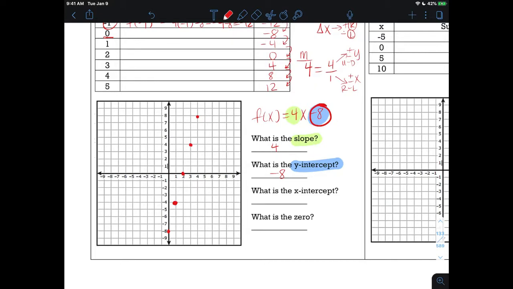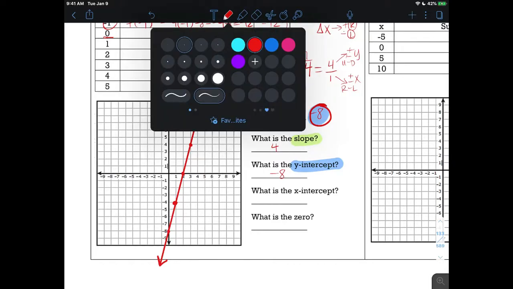Okay, so I have all my points. I'm going to go ahead and connect them. I'm going to put these arrows for any concerned parties so they know that this line is going to go on forever and ever. All right, now let's go ahead and analyze this.